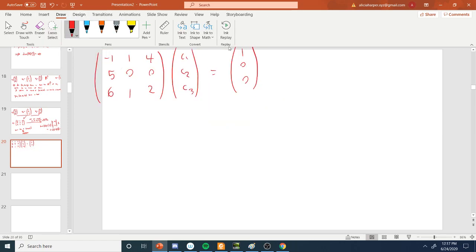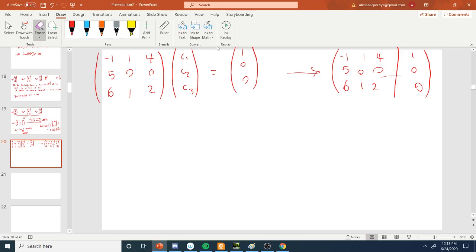What we do is we take this linear system and regard it as an augmented matrix. So negative 1, 1, 4, and we'll put our little augment bar here. 5, 0, 0, 6, 1, 2. And now we apply row operations to this augmented matrix, and we attempt to reduce the left side of the augmented matrix to the identity. So the first thing we'll do is set row 2 to be equal to row 2 plus 5 row 1. And we'll set row 3 to be equal to row 3 plus 6 row 1.